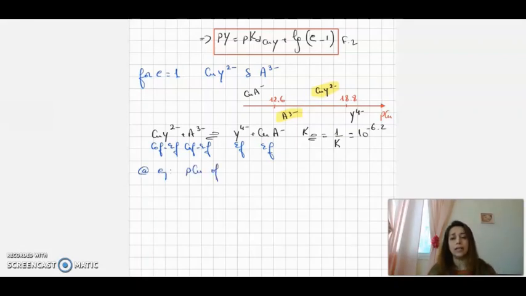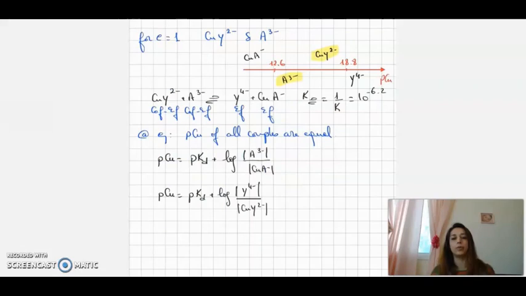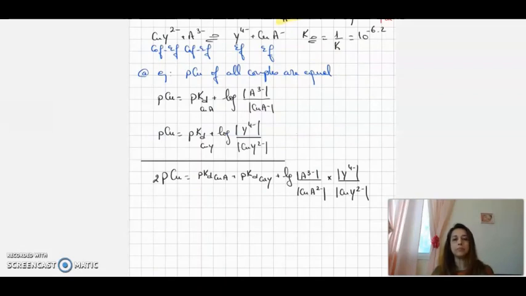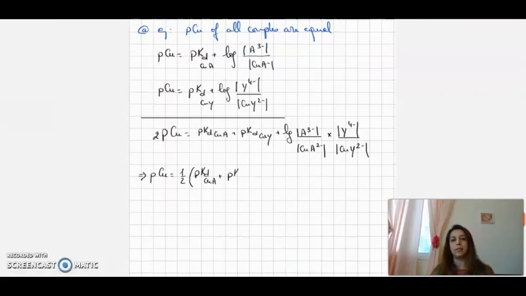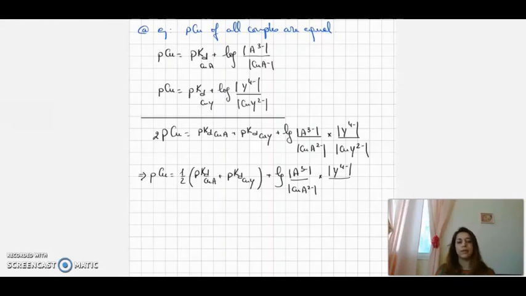Here at equivalence, all pCu of all couples are equal, like pH of all couples are equal. So if we put pCu of each couple and then I make the addition of both couples, I will have pCu as a function of pKd of both couples and log acceptors over donor for each one of these couples. This formula is similar to the pH formula, which is equal to half pKa plus pKa plus half log acceptor over donor of the first couple times acceptor over donor of the second couple.